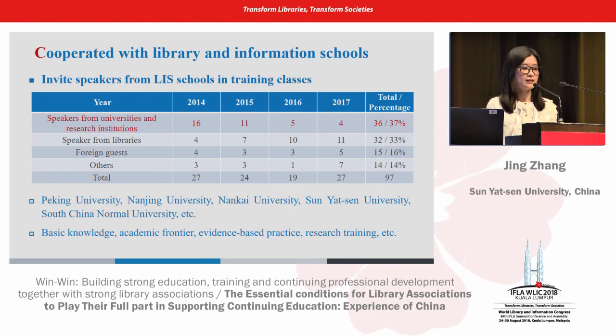And the third condition is to cooperate with library and information schools. First, they invite speakers from the schools to training classes. In this form, we can see that 37% of speakers are from universities and research institutions. And they give topics about basic knowledge, academic frontiers, evidence-based practice, and research training.